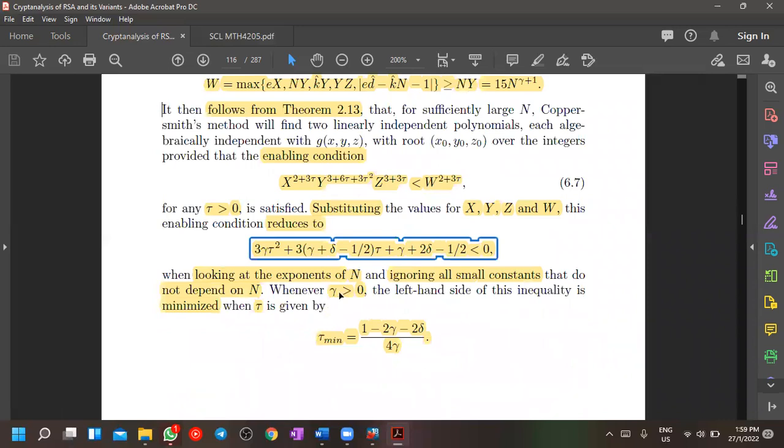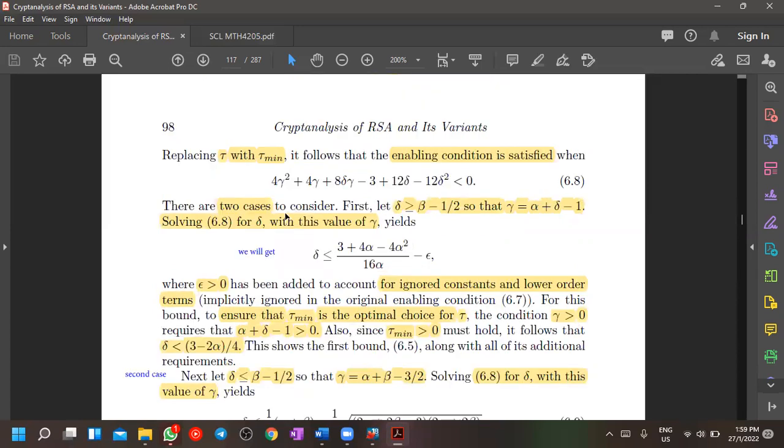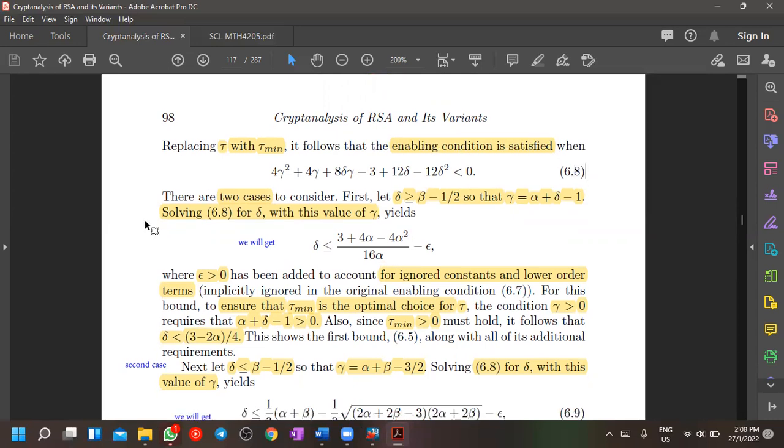So whenever gamma is positive, the left-hand side of this inequality is minimized when tau is given by tau mean equals this. And then we replace tau with tau mean. It follows that the enabling condition is satisfied when this equals equation 6.8. So there are two cases to consider.